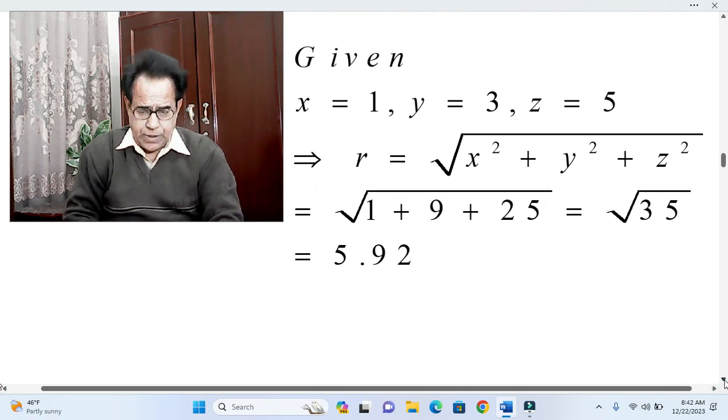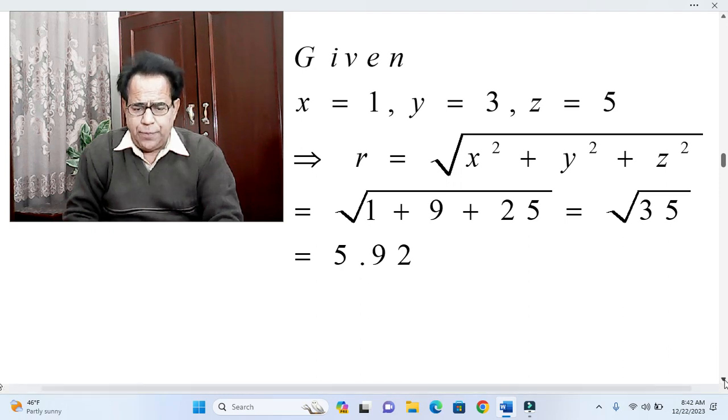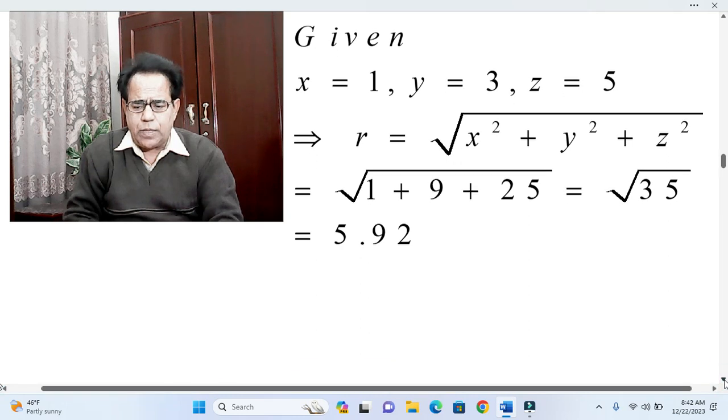Given x equal to 1, y equal to 3, z equal to 5, this implies that r becomes equal to the square root of x square plus y square plus z square. This becomes equal to 5.92.